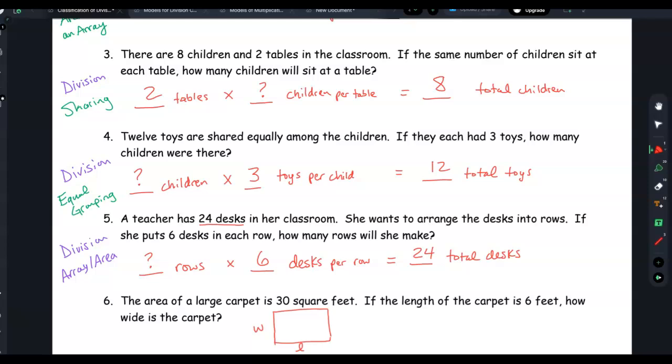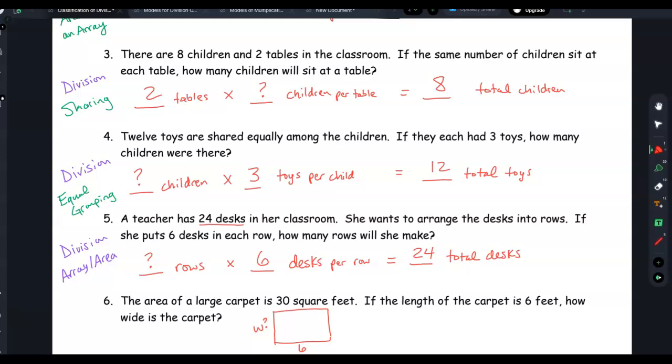So if I know that the length is 6 feet, then that means I know how long each row is. And if I don't know the width, how wide is the carpet, that means I don't know the number of rows.